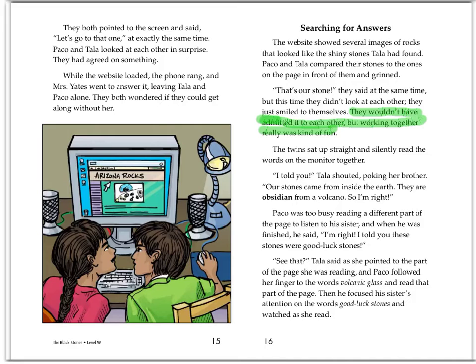Okay, so my question was, were there any clues in the text that lead you to believe that they'll stop arguing? Jack? I highlighted that working together was really kind of fun. Why did you highlight that? Because they were working together and it said it was kind of fun, so that gave me a clue that they might stop fighting. Why do you think that? Because now they're working together and they're thinking it's kind of fun, so it seems like they're not really going to fight anymore. So when you work on things and you're having fun, you're finally experiencing what would happen if they worked together. Absolutely.